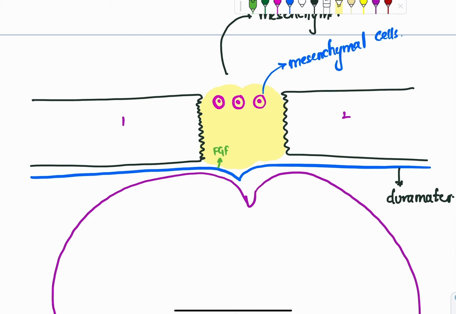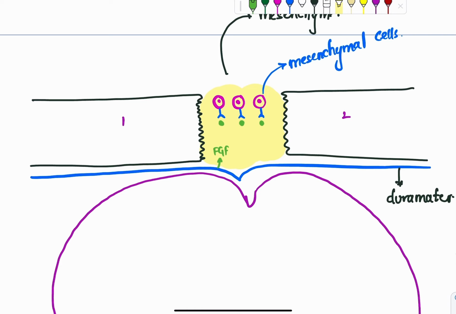Now these mesenchymal cells already have some receptors. These receptors are called fibroblast growth factor receptors. So what will this fibroblast growth factor do? It will go and attach to these fibroblast growth factor receptors. The moment it attaches, the mesenchymal cells get activated. Now this is one kind of signaling the dura mater is giving to the mesenchyme.